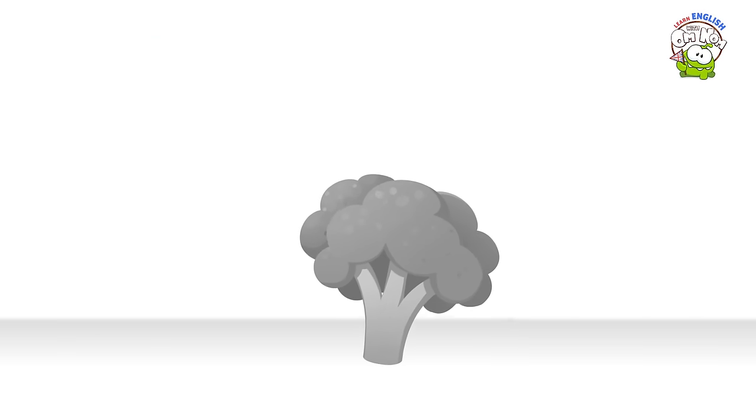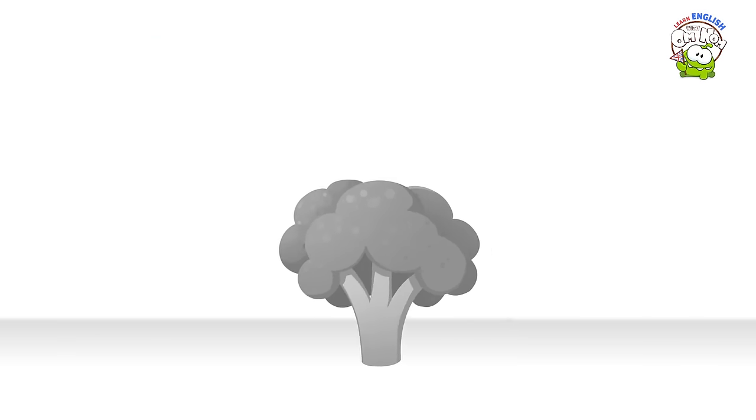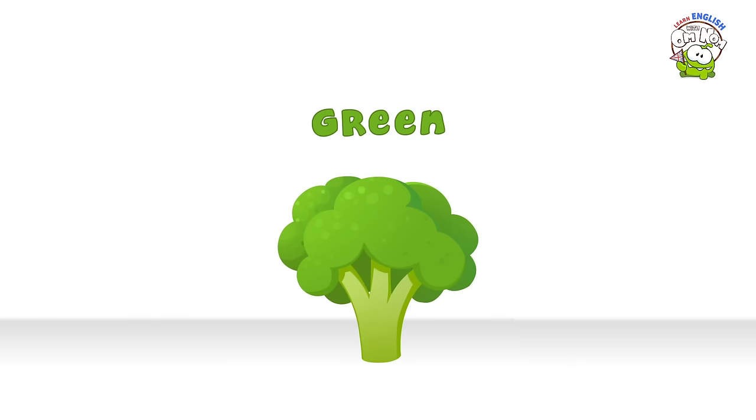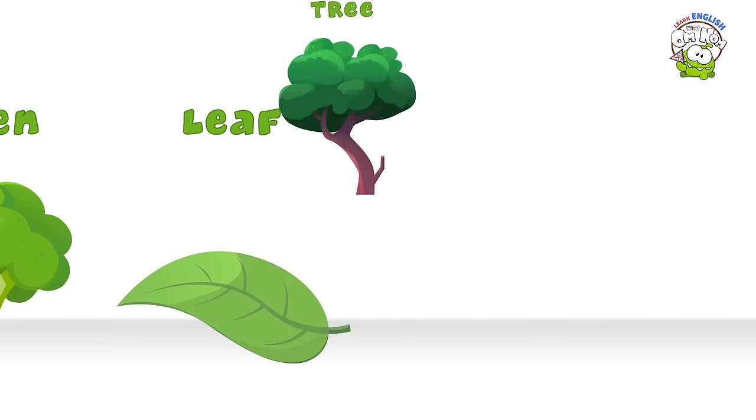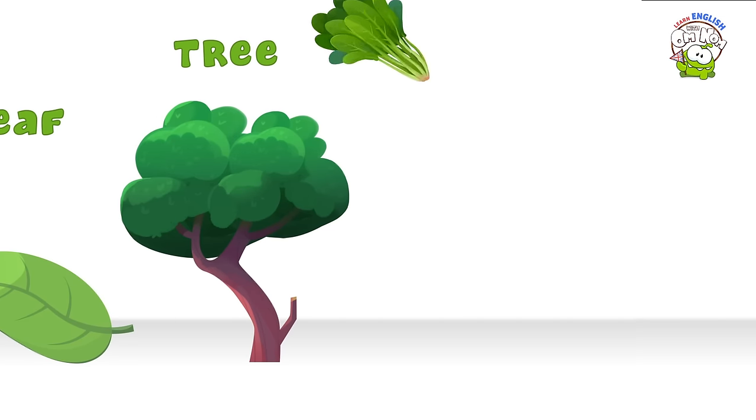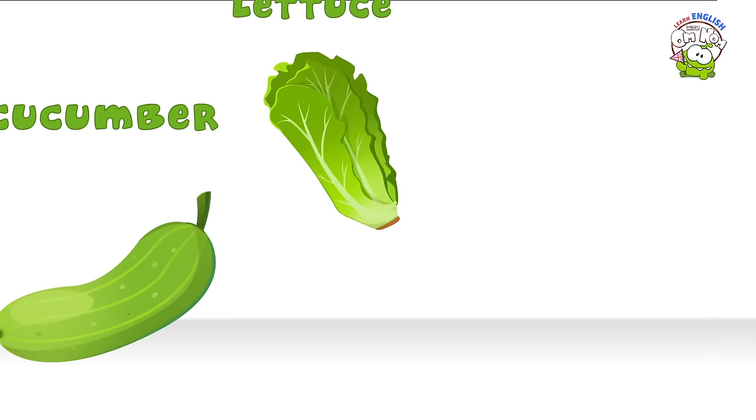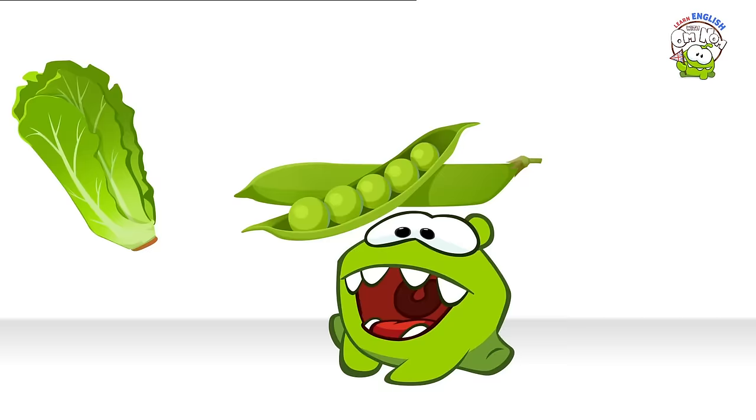What color is the broccoli? Green, green. The broccoli is green, like a leaf. And the trees, like spinach, cucumber, lettuce and peas.